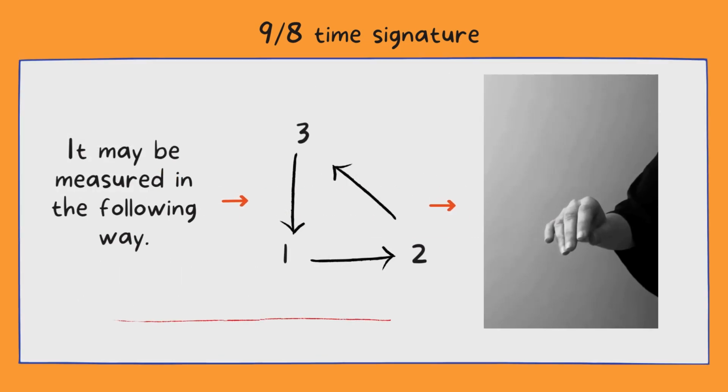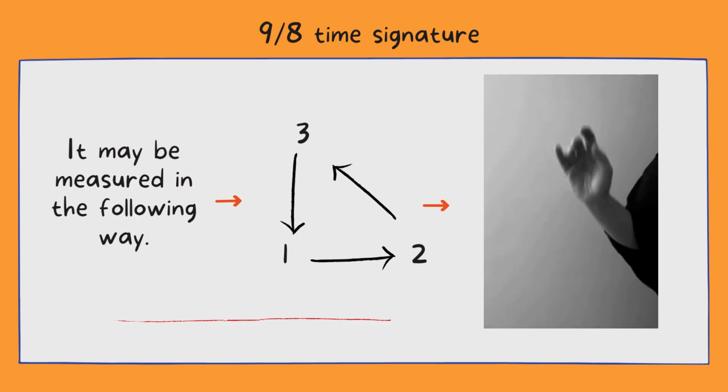The 9/8 time signature can be measured forming a triangle in the air with your hand as shown in the image and video.